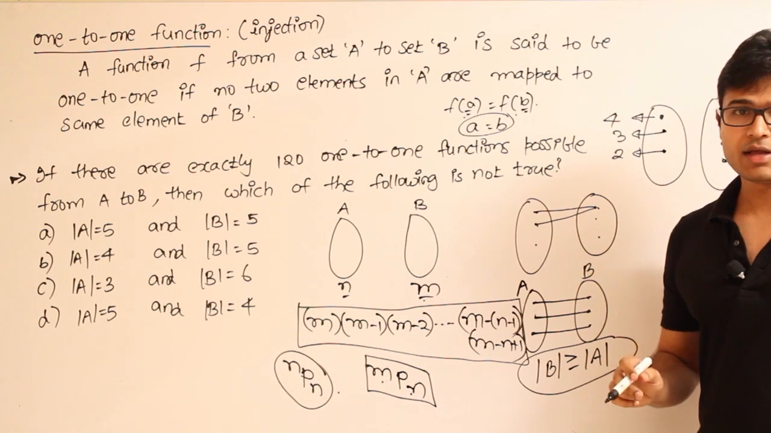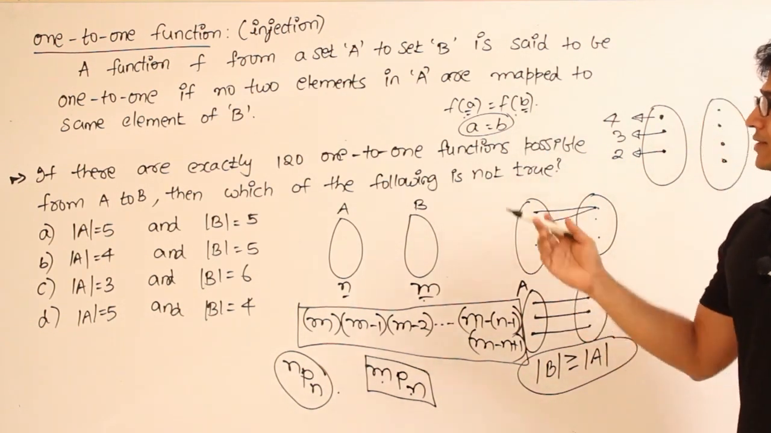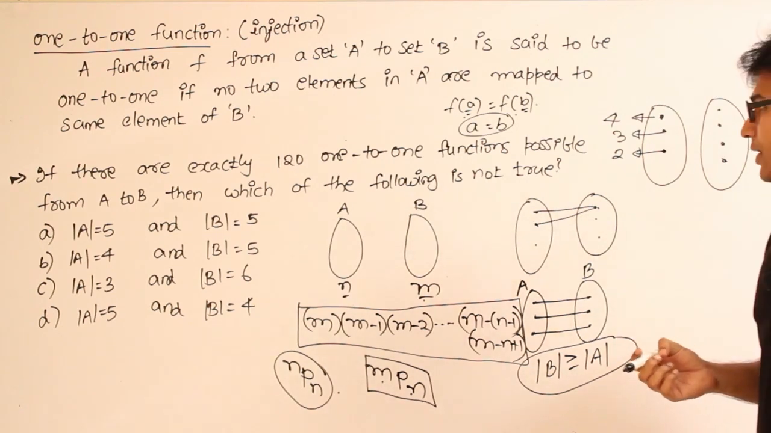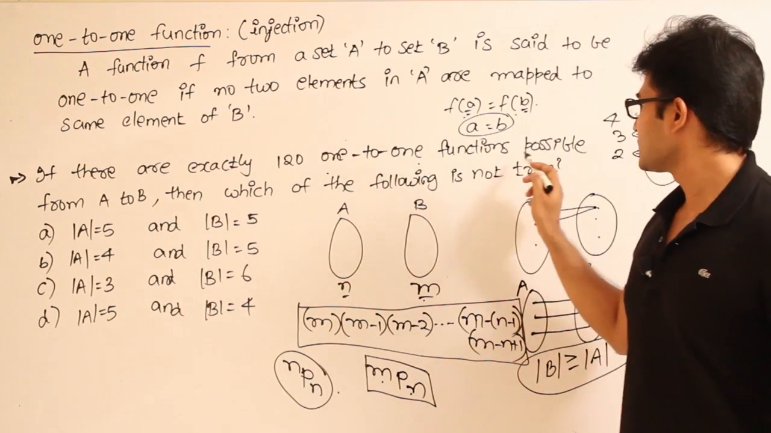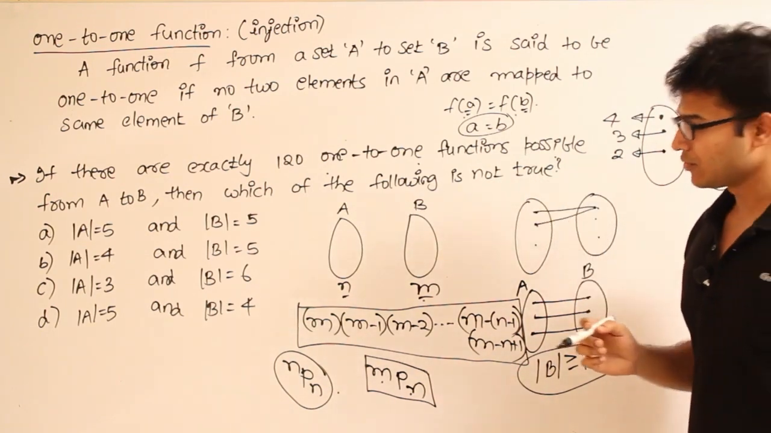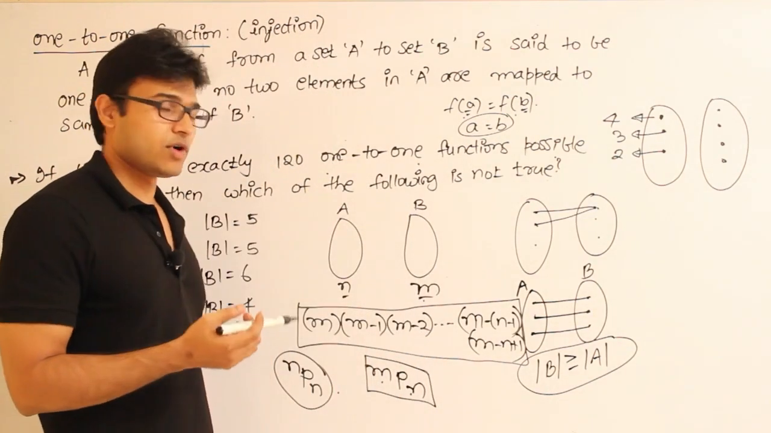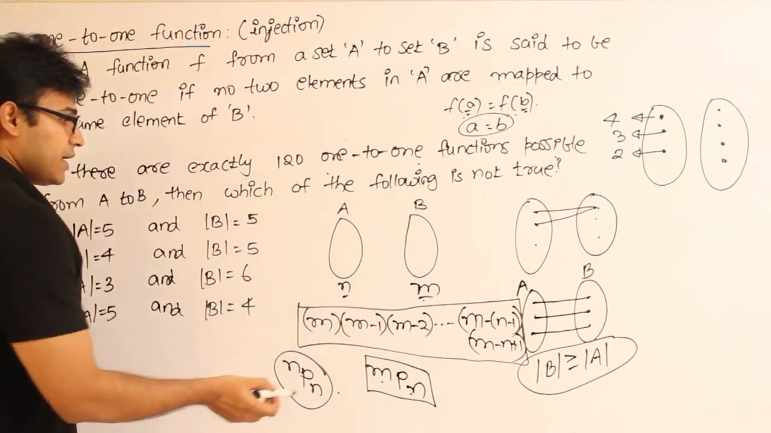Remember that point, right? Otherwise it cannot be a one-to-one function. Okay, fine. See this question: if there are exactly 120 one-to-one functions possible from A to B, then which of the following is not true? So they are saying that the total number of one-to-one functions possible is 120.